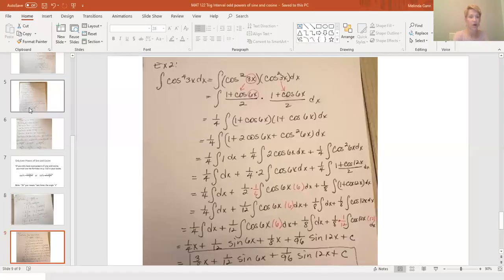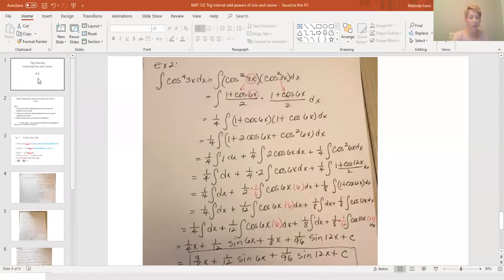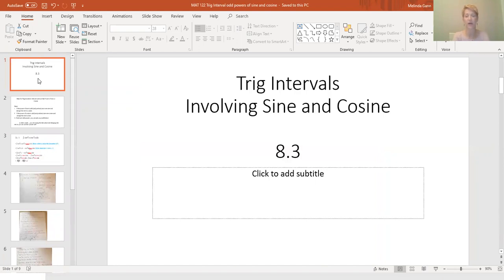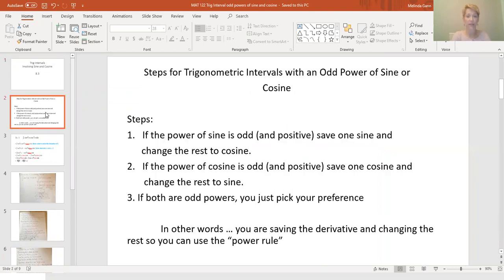Okay. So let's kind of see where we are. All right, so let's go up to the beginning. So we're going to talk about section 8.3 on sine, cosine, trig integrals with your powers greater than 1. Now there's a difference between the way you work them when you have an odd power on your sine or cosine and when you have only even powers. So let's kind of start with the odd powers possibility.